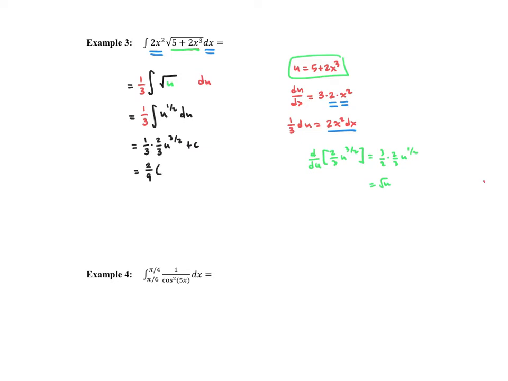Now I'm going to do my substitution right now, actually. And I'm going to write this as 2/9 (5 plus 2x cubed) to the 3/2 plus c. There's my antiderivative. I could confirm that by differentiating, but I don't really want to right now. Let's look at another. All right, example 4.